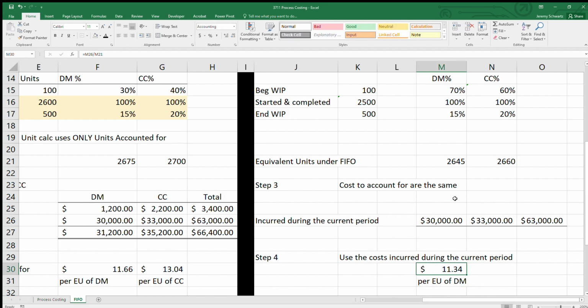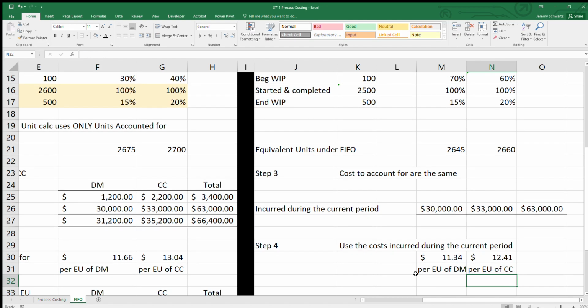And similarly, we'll take the 33,000 and divide that by 2,660. So that's per equivalent unit of conversion costs. So we are not using this line for beginning inventory in the equivalent unit calculation and then the allocation, but of course we will be using that when we assign costs to units in step 5. It'll just be done in a more direct way.